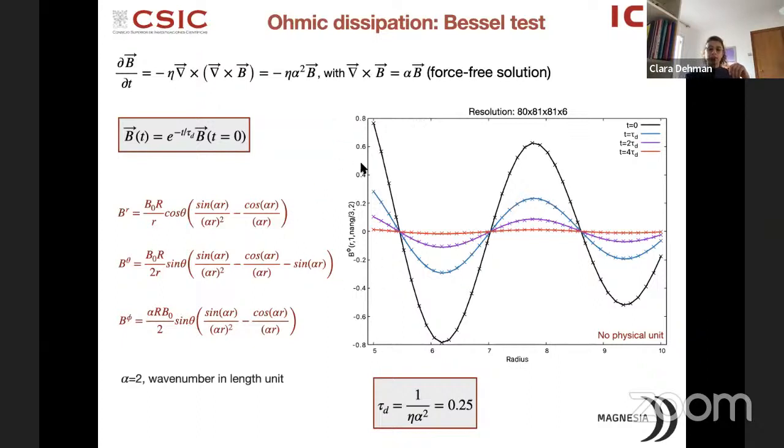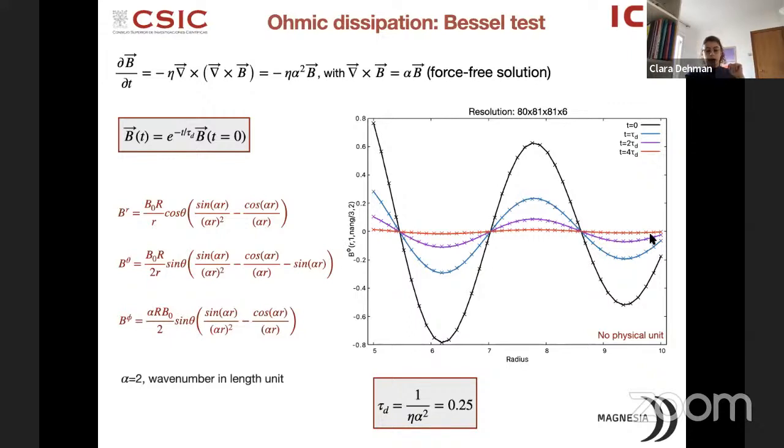What I am showing here is the phi component of your magnetic field as a function of radius, so it's a radial profile, shown at a given angle in the star at different diffusion timescales. The solid line corresponds to the numerical result, and the crosses on top correspond to the analytical result. We see that the analytical and numerical results perfectly overlap. Moreover, around 4 diffusion timescales, the magnetic field has almost completely dissipated.